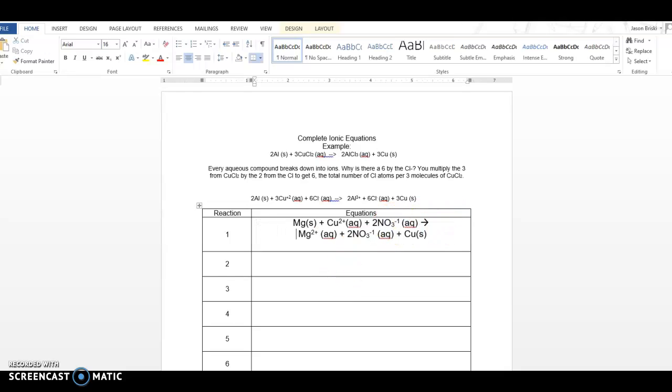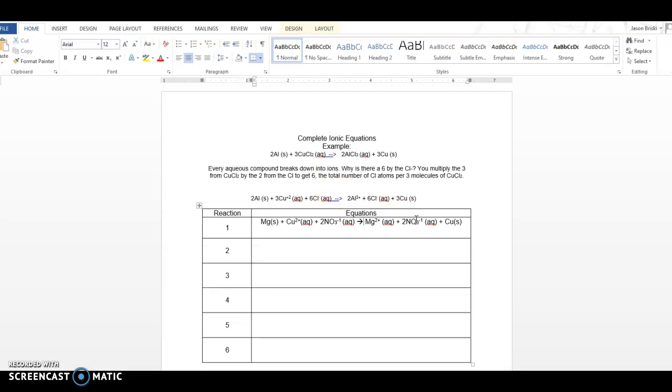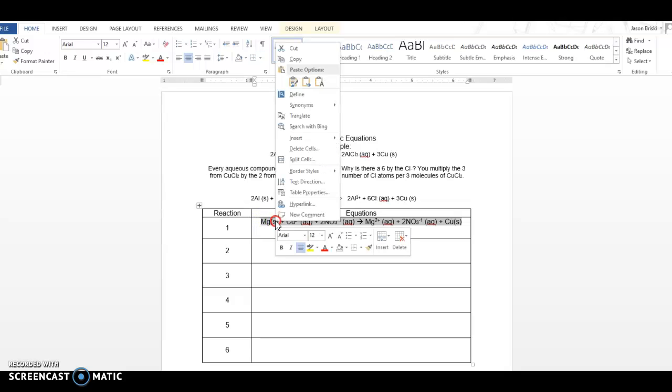Let's hit enter, so that this way this can all be seen easily on one screen. Actually, let's shrink this a little bit. All right, so this is what the complete ionic equation looks like. So everything that's aqueous like this is broken apart into individual ions. Okay, so that's how you write the complete ionic equation.